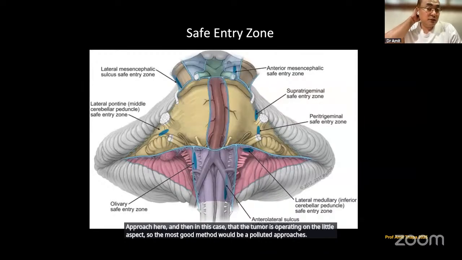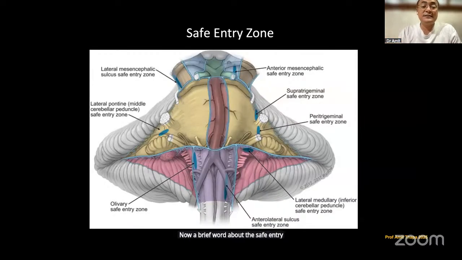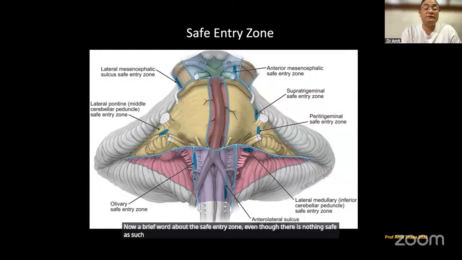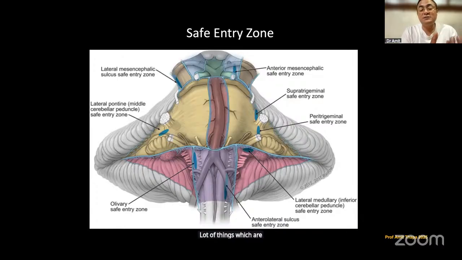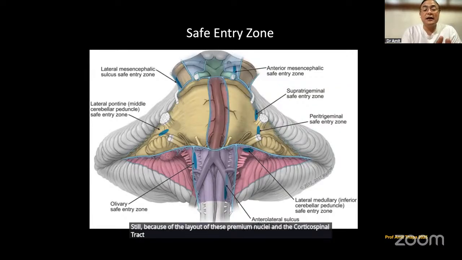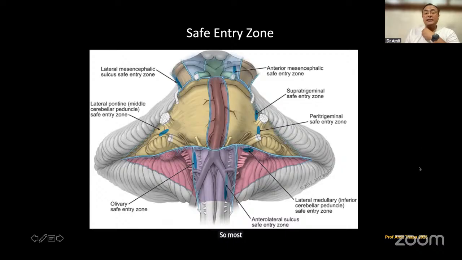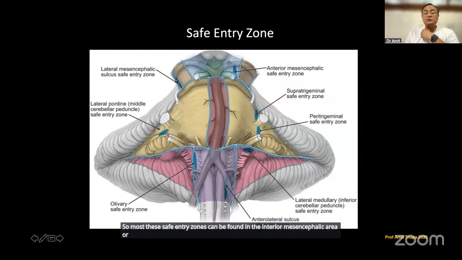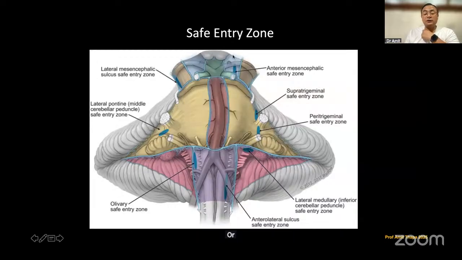Now, a brief word about the safe entry zones, even though there is nothing safe as such inside the brainstem, because we have just discussed a lot of things which are compacted into very small structures like the brainstem. Still, because of the layout of the cranial nerve nuclei and the corticospinal tract, we know which areas still give you a little bit of space for some mobilization. So these safe entry zones can be found in the anterior mesencephalic area, or in the lateral mesencephalic zone, or in the posterior mesencephalic zone in the midbrain.